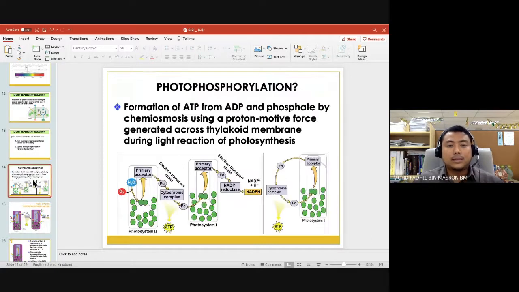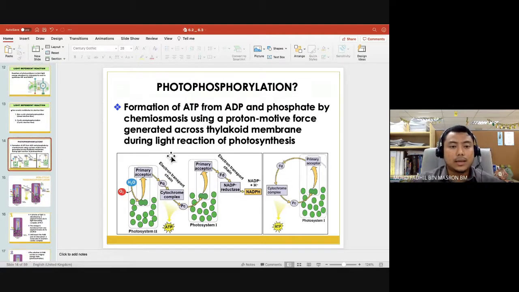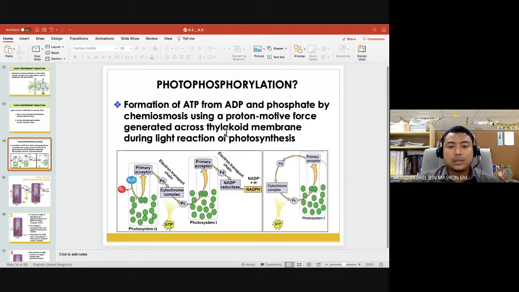Okay. Oh, tadi saya dah dekat sini. Saya terskip yang slide ini tadi rasanya. Okay. So photophosphorylation, kalau dah tahulah, dia generate ATP daripada ADP dan phosphate using a proton motive force. Proton motive force tu tadi yang bila hydrogen ion tu proton dipaksa untuk keluar. Okay, melalui ATP synthase. So dia akan generated, proton motive force generated across thylakoid membrane during light reaction.